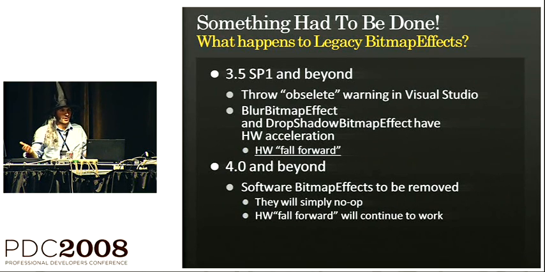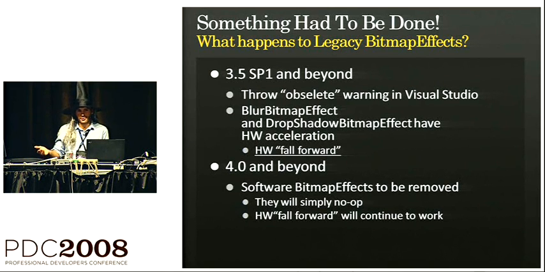So if you have a blur bitmap effect in your scene, even using the old API, as long as your parameters are within allowable limits, like your blur radius isn't too big, as long as you're not using it in the bitmap effect group, and there are a few other characteristics that you can just look up on MSDN, then you'll get this hardware fall forward where we actually will hardware accelerate it.